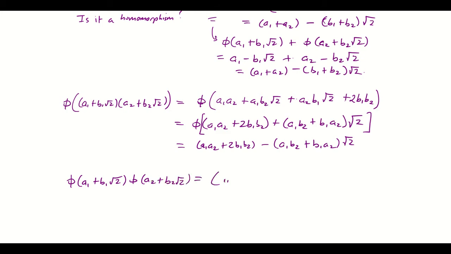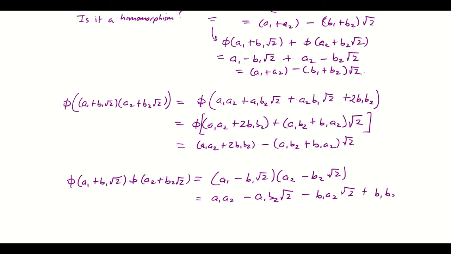Well, that's going to give me a1 minus b1 root 2. And this other one's going to be a2 minus b2 root 2. And then let's multiply, see if we get the same thing. a1, a2 minus a1, b2 root 2 minus b1, a2 root 2. And then finally it looks like I have plus b1, b2 times 2. And combining like terms, I guess it's not really combining like terms, it's more like I'm combining rational parts and combining square root of 2 parts. But it looks like I get the same thing. Look at that. That's just so satisfying.